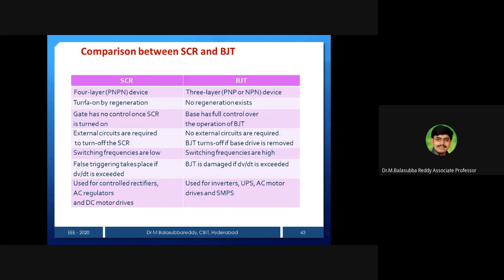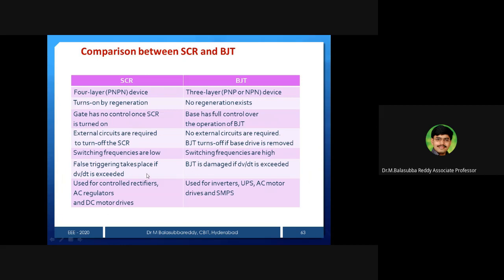External circuits are required to turn off the SCR. That means forced commutation circuits are required. Whereas in the BJT case, no external circuit is required. It will be turned off when the drive is removed. That means when the base drive is removed, the device automatically turns off.